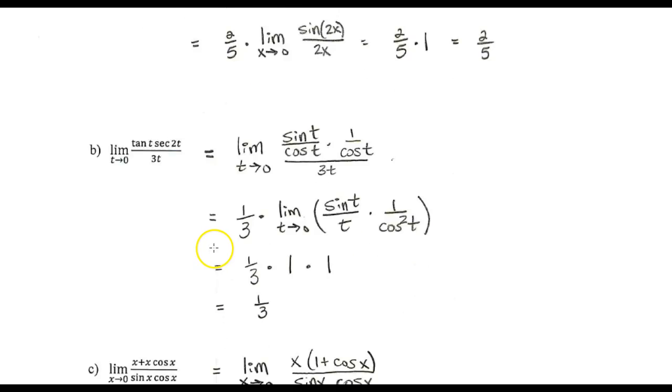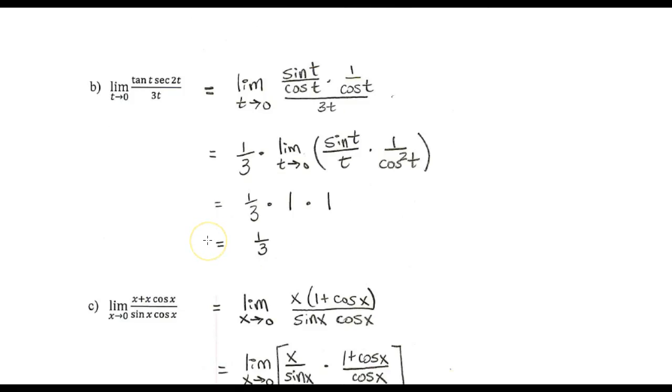In part B, we want to use the same idea, but here I have to first rewrite tangent of t and secant of 2t in terms of their sine or cosine descriptions. We know that the tangent of t is sine of t over cosine t, and we know the secant of 2t is 1 over cosine of 2t, divided by 3t. So the first thing I'll do is bring this 3 out in front, so I have 1/3 here.